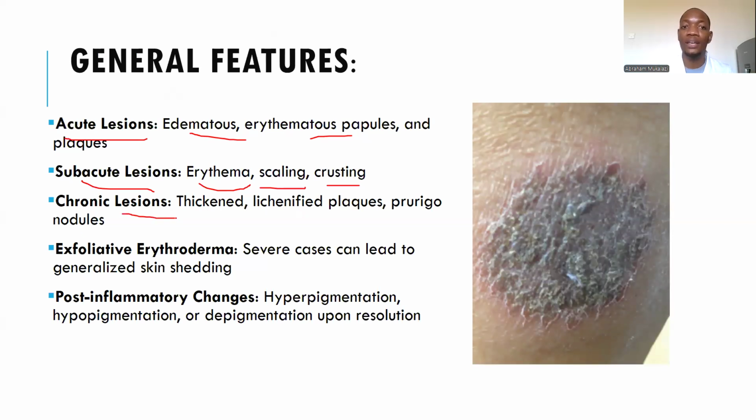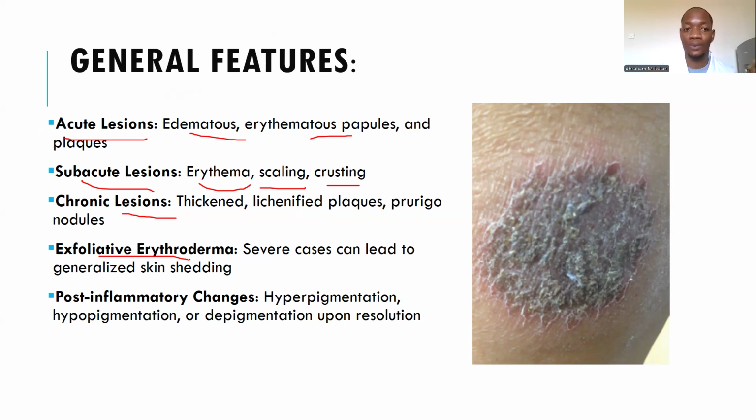Then in chronic lesions, you'll see the thickening, the lichenification. They can even get prurigo nodularis-like lesions that can make you think that maybe this is prurigo nodularis. Then we can also get exfoliative erythroderma. In this case, someone has involvement of almost the entire skin, more than 90% of the body surface area. And in that case, you'll find them getting generalized exfoliation almost everywhere on the skin.